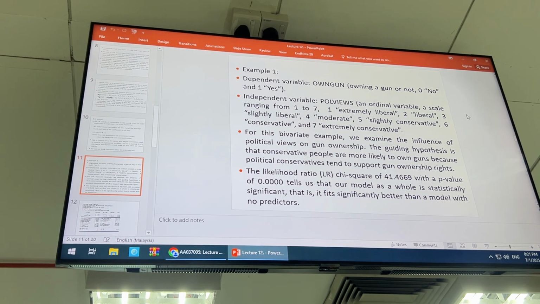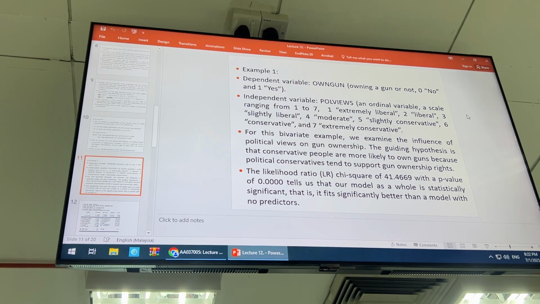Alright, so consider the example. Let's say we have a binary dependent variable called own gun. It represents owning a gun or not. We assign 0 if not, and 1 if they own a gun.